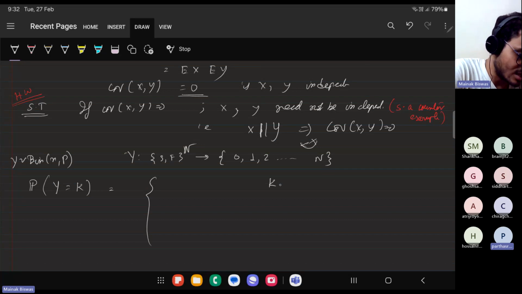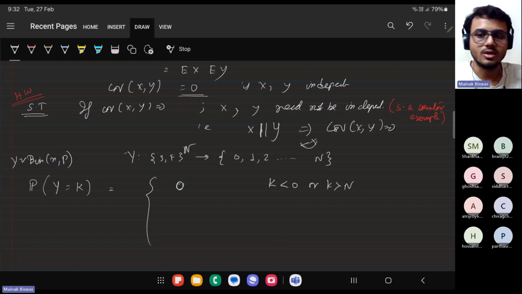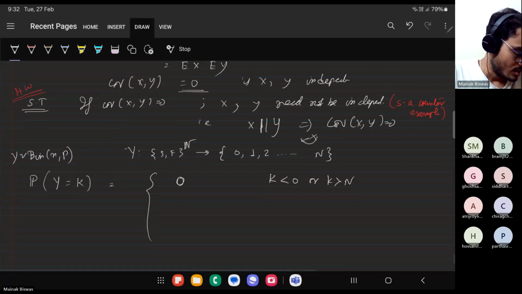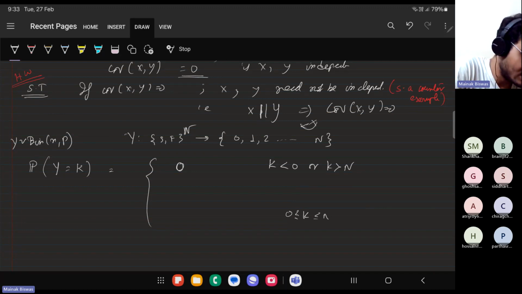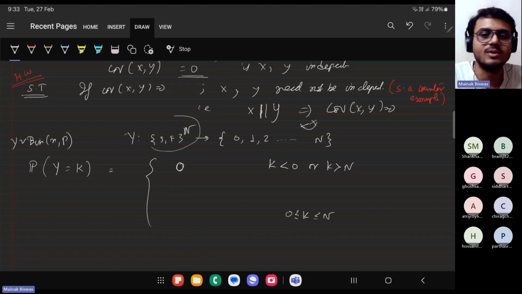First tell me, if k is less than 0, or k is greater than n, what is the probability? 0. Good. Now if k is between 0 and n, what is the probability? Why am I telling this? Because this sample space will come into play.